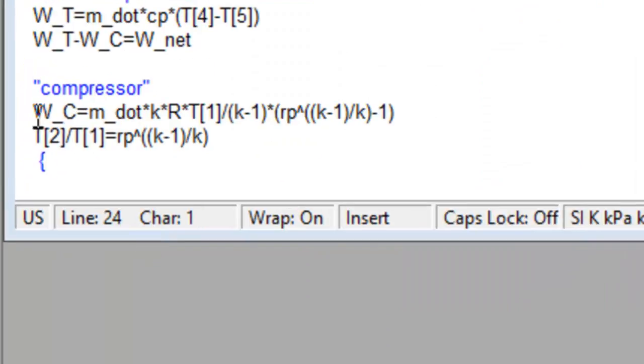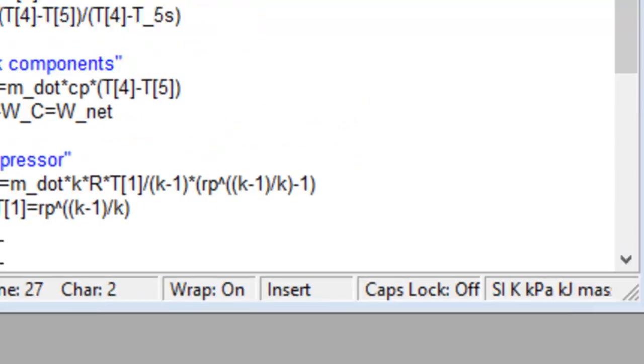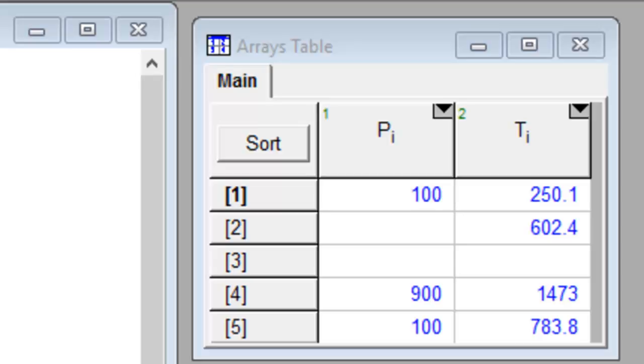There's my compressor equation using the mass flow rate, KRT1, etc. I'm also going to find T2 over T1 there. It's not actually needed for this part, but we're going to need it in the next one. So if we come over here, we can now find out what T1 is at 250. We also solve for T2, which is 602.